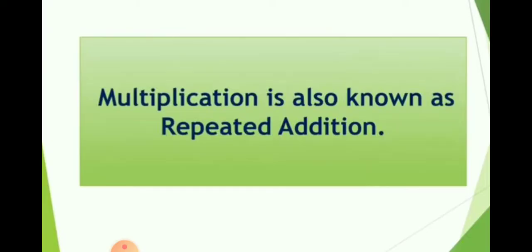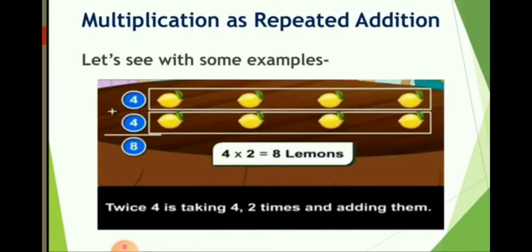Okay, now let us understand multiplication, also known as repeated addition. So let's see with some example. Here you can see there are lemons. You can also see there are equal number of lemons in the 2 rows. So when we are seeing that there are equal number of lemons in 2 rows, the equal number is 4. So if we multiply, then we can do 4 lemons and 2 rows. So total 8 lemons. But if we simply add, then we will add 4 2 times.